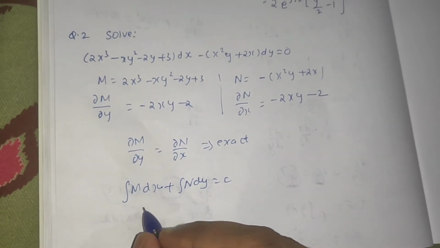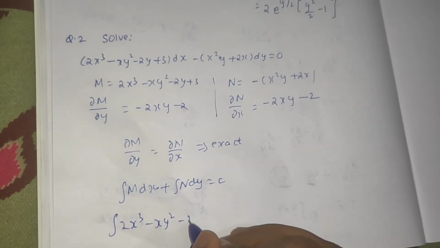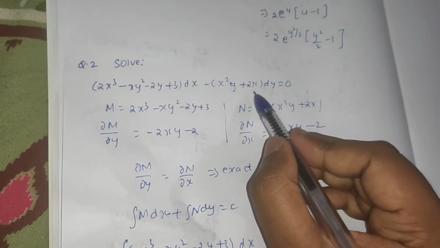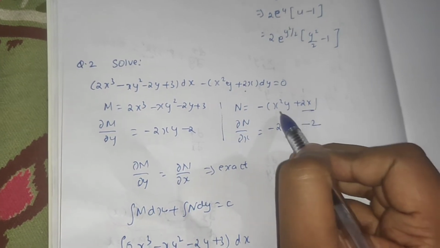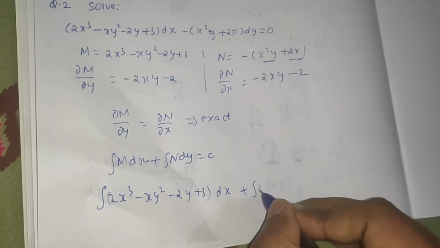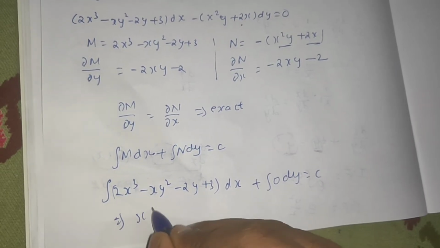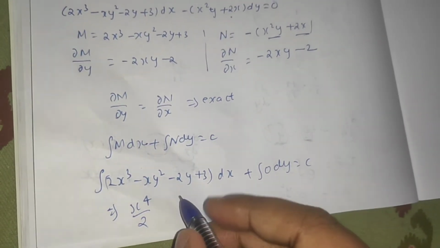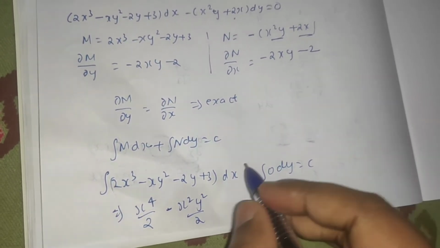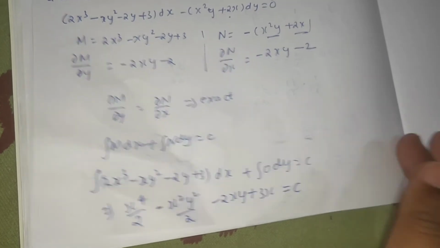Now what is your M? M is your this thing, integral of 2x cube minus xy square minus 2y plus 3 dx. And what about y? You have no term in N which clearly has only y, so another constant term, so you can write 0 dy equals to c. Now x power 4 by 4, so this will become x power 4 by 2. I'm just doing integration with respect to x. This will become x square by 2, so minus x square y square divided by 2, minus 2xy plus 3x equals to c must be your answer.